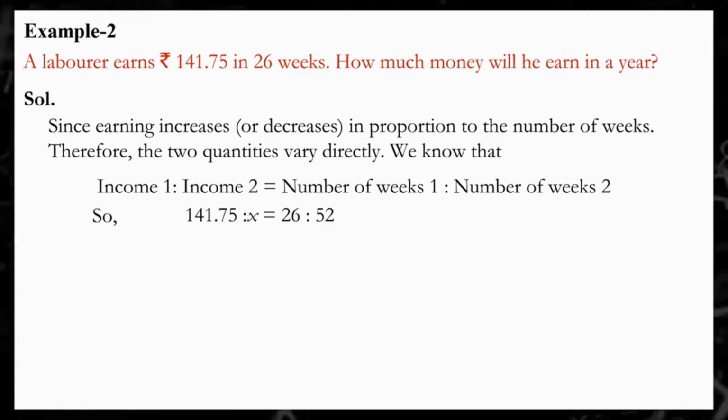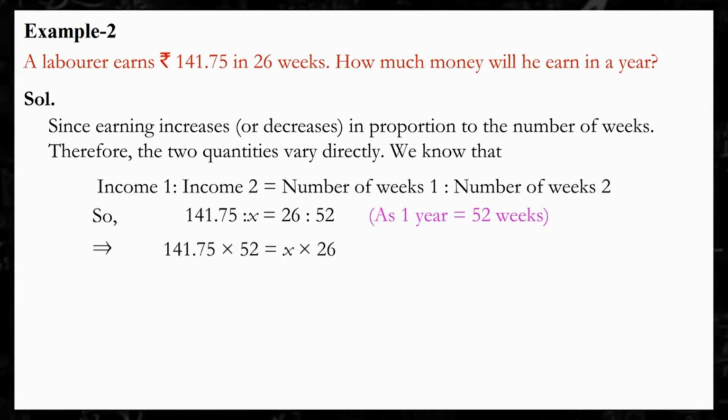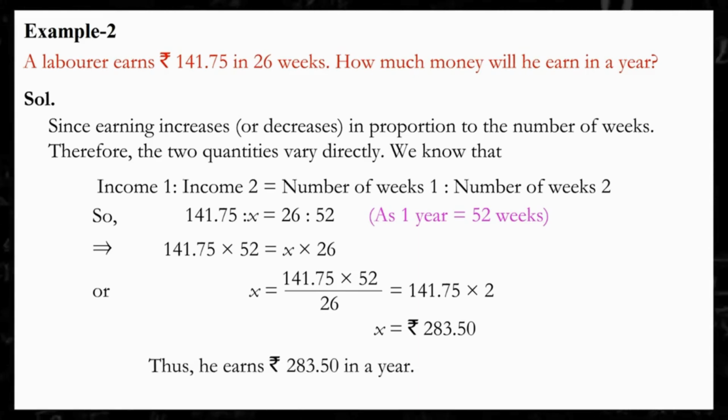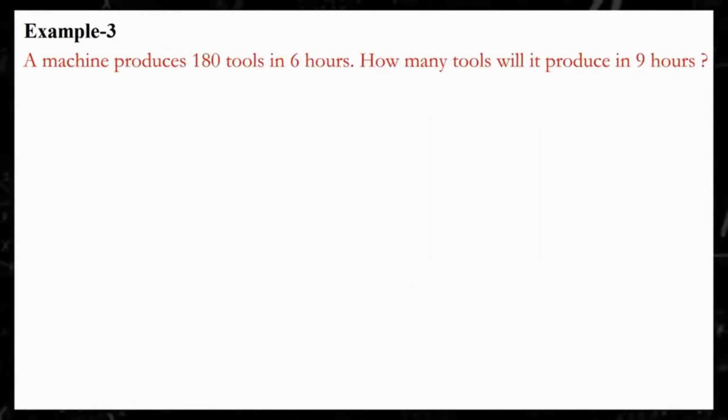So, 141.75 is to X is equal to 26 is to 52, as 1 year is equal to 52 weeks. This implies that 141.75 into 52 is equal to X into 26, or X is equal to 141.75 into 52 upon 26 is equal to 141.75 into 2, so X is equal to rupees 283.50. Thus, he earns rupees 283.50 in a year.